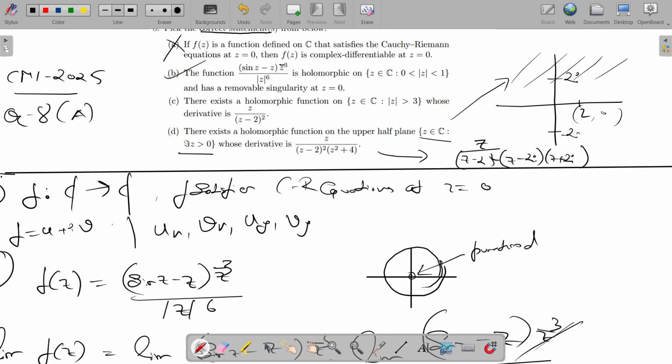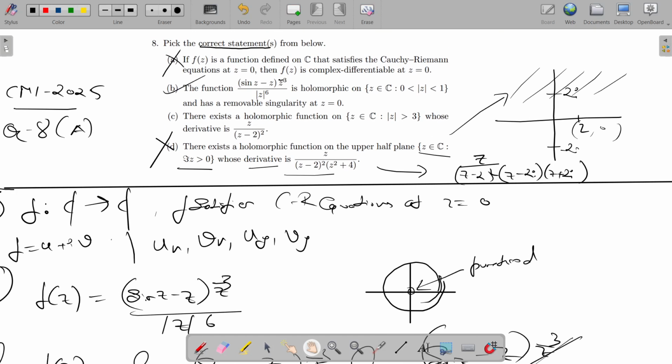But in this case, the first derivative is this, and it is not even continuous because it has a pole at z equals 2i. So how can such a function exist whose derivative is this? So this statement is false. This statement is clearly false.